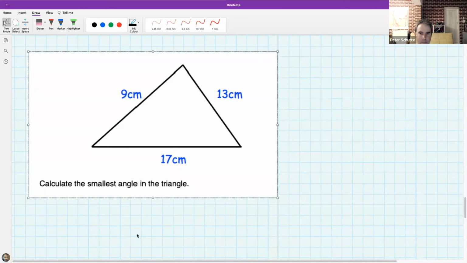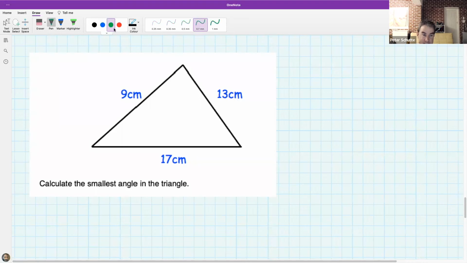Rachel, I see your hand is up. Would you be able to give us a hint? So I think it's the angle opposite the 9 centimeters. Okay, I agree with you. And so, Rachel, do you know that the smallest angle is always opposite the smallest side? Have you heard that before? Yes. So it's true. The smallest angle will be opposite the smallest side. The 9 is the smallest.